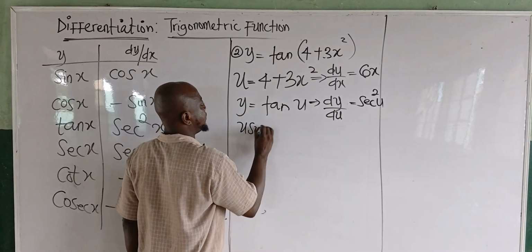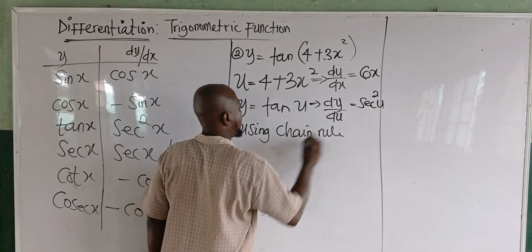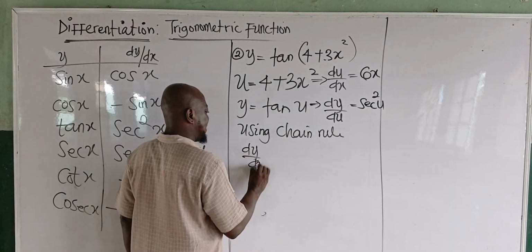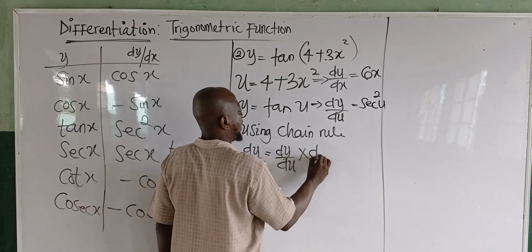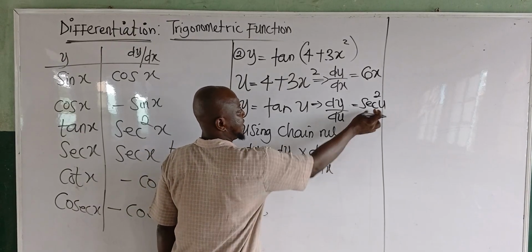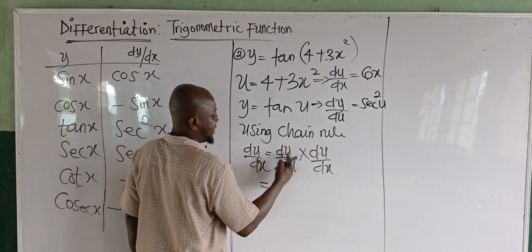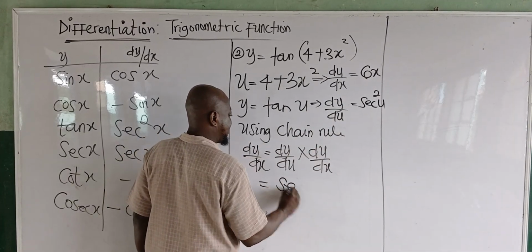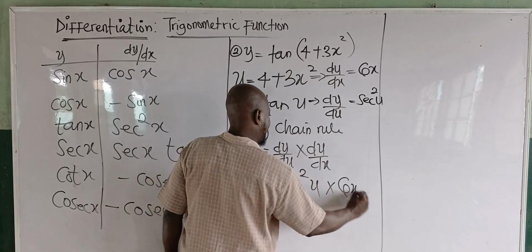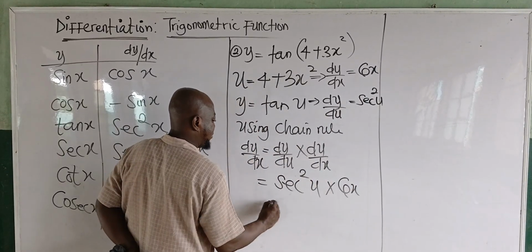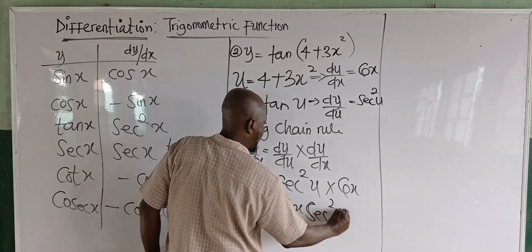So using chain rule, we know that our dy dx here, I told you that in chain rule, we just pick from down to up. So this is where we are starting from, because the dy is here. So finally, replace this one with this. So I have sec square u times, replace this one with this. I have this value here. So multiply, use this to multiply this. So I have 6x here, sec square u.